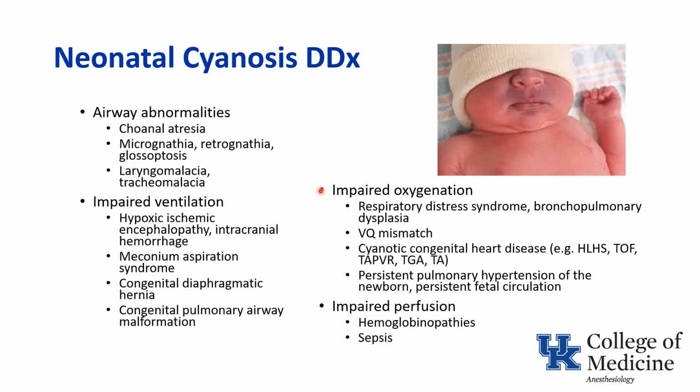Thirdly, anything that impairs oxygenation, such as bronchopulmonary dysplasia, VQ mismatch, cyanotic congenital heart disease. And then finally, anything that would impair perfusion, so things such as hemoglobinopathies like sickle cell or sepsis.